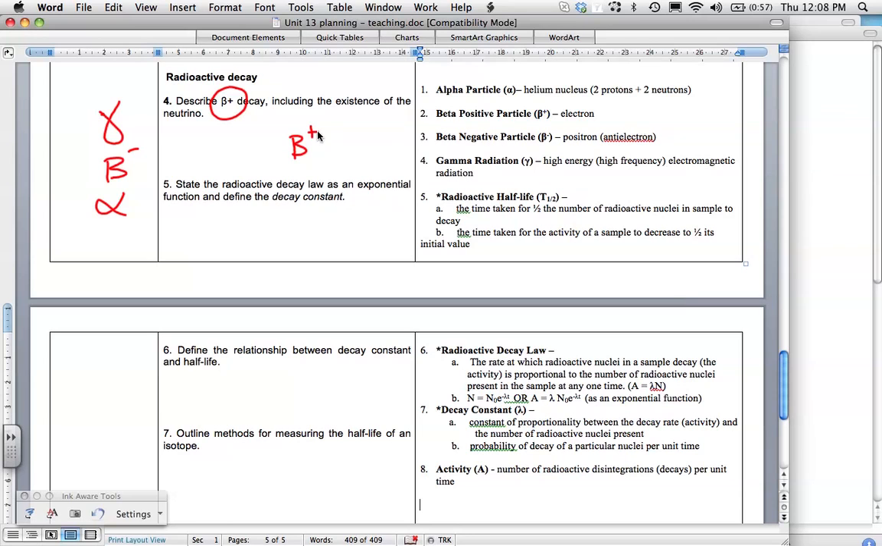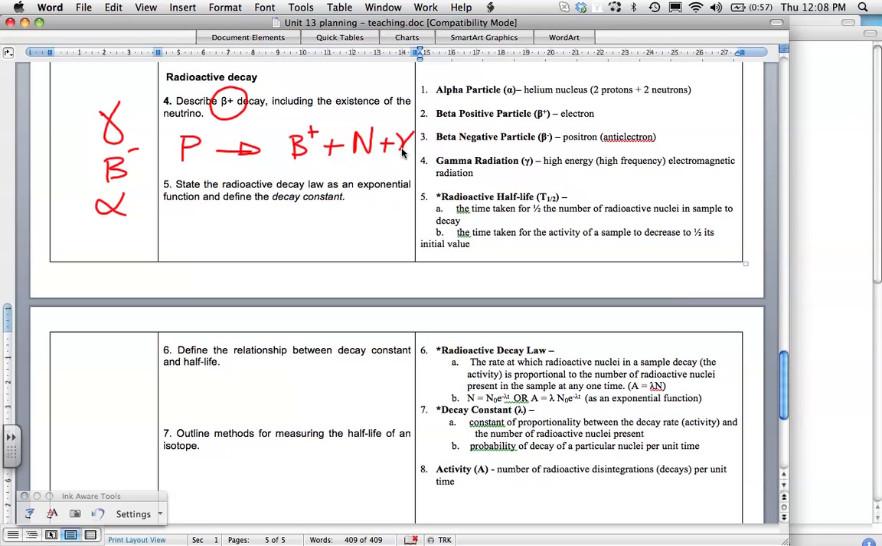Now with a beta plus decay, what basically happens is that a positive electron is expelled from a nucleus. In the nucleus itself you have a proton, and it changes its form into this beta plus's positron plus a neutron plus a neutrino.